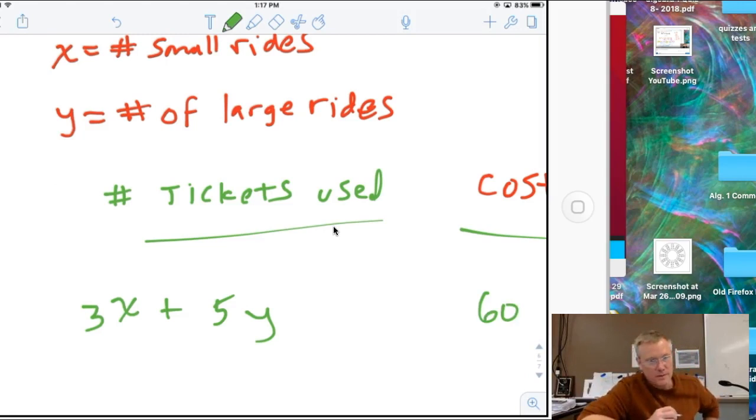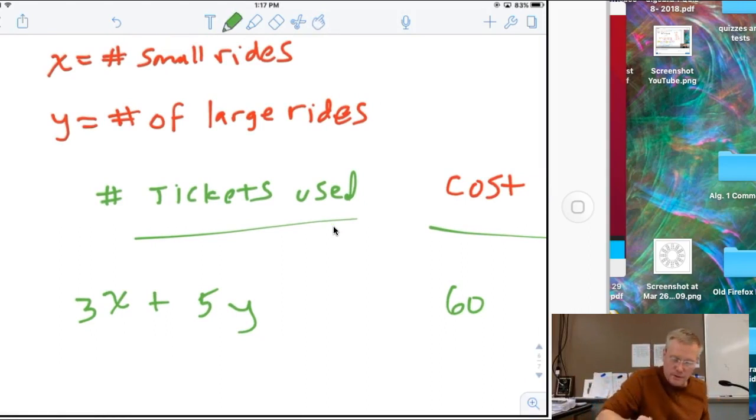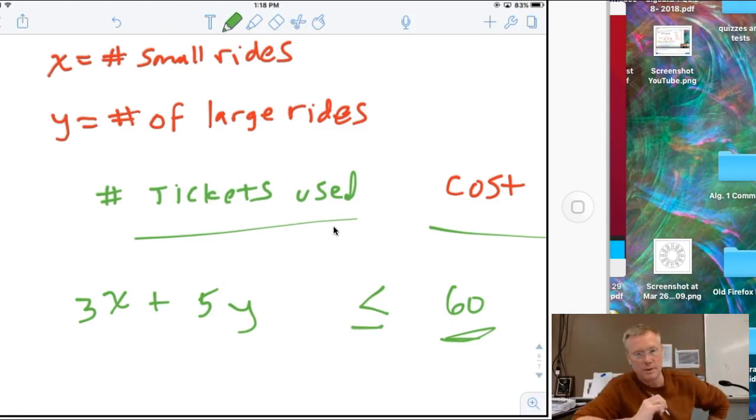That's the cost. So which one can't be greater? If I'm putting one of these inequality signs in here, which one's going to make better sense? Well, if I've only got 60 tickets, then that one better be less than. Otherwise, I use more tickets than I have. Now, can it be equal? Should we put a line under it? Yeah, absolutely. Because if you're like me, you're going to use every single ticket you got. So less than or equal to would be appropriate for this.